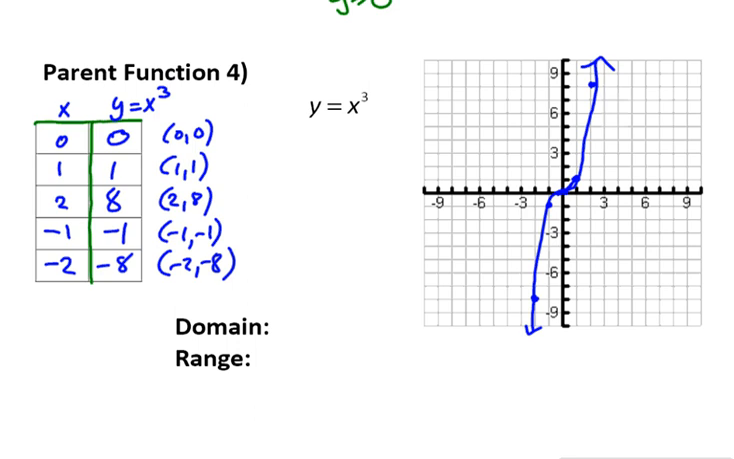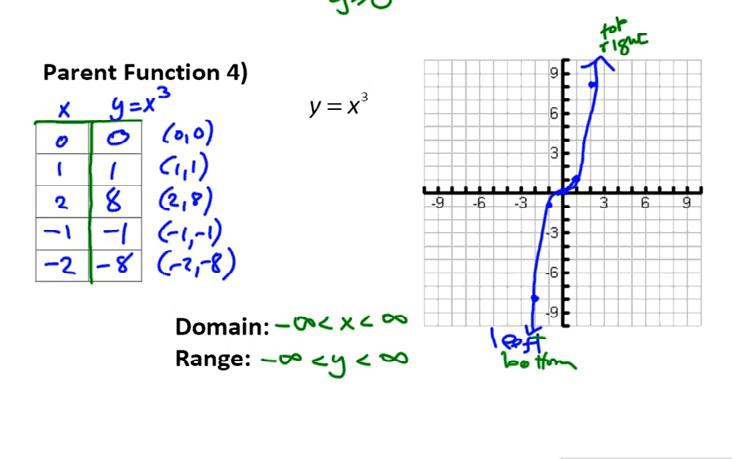Domain. So this would be the leftmost here, actually, and that's left. And this is the rightmost here. Again, it's going to go from negative infinity is less than x is less than infinity. The range, this is the bottom, which is an arrow, and the top, which is an arrow. So it's going to go from negative infinity is less than y is less than infinity.